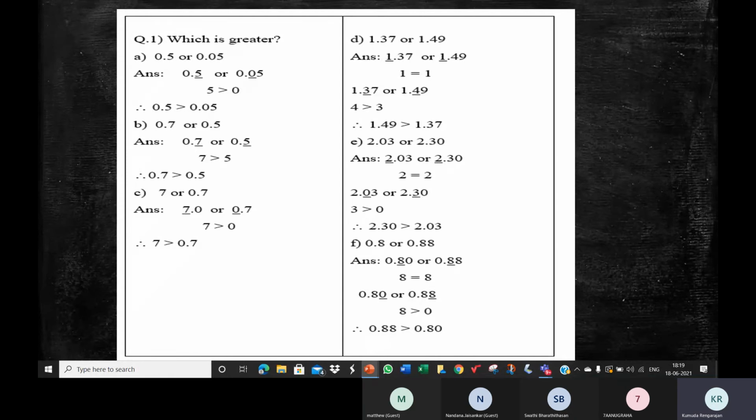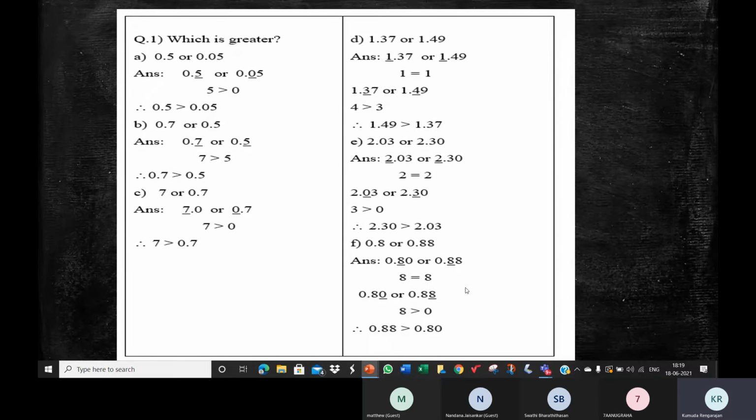So first compare the whole number part. If you can conclude from there itself, because in the whole number part one is big and one is small. If they're equal, you cannot conclude. So here in the whole number part, we have 7 and here we have 0. So 7.0 is greater than 0.7, which means 7 is greater than 0.7.